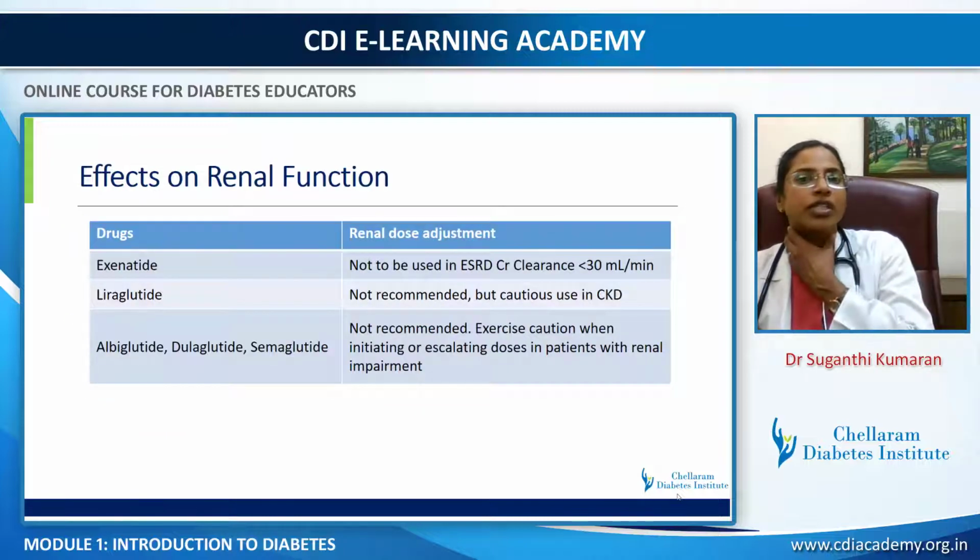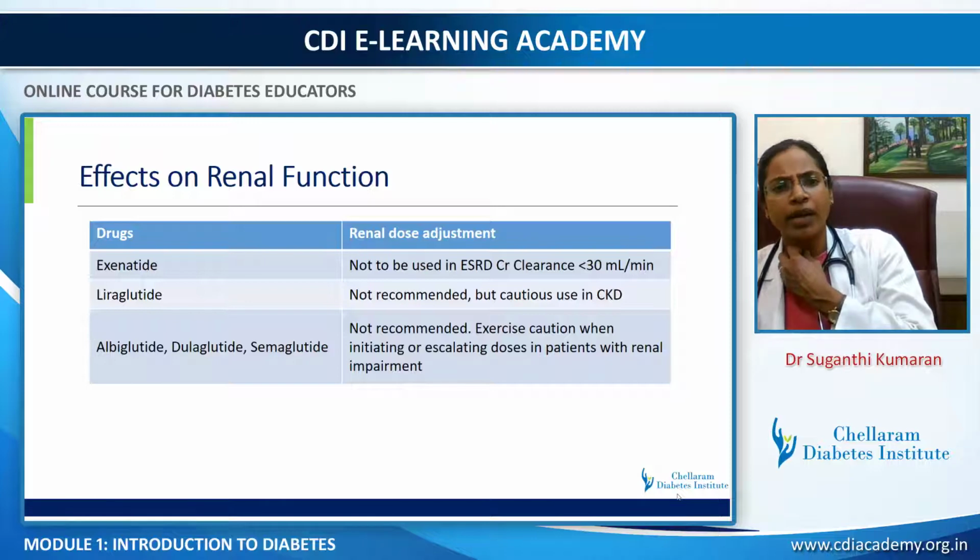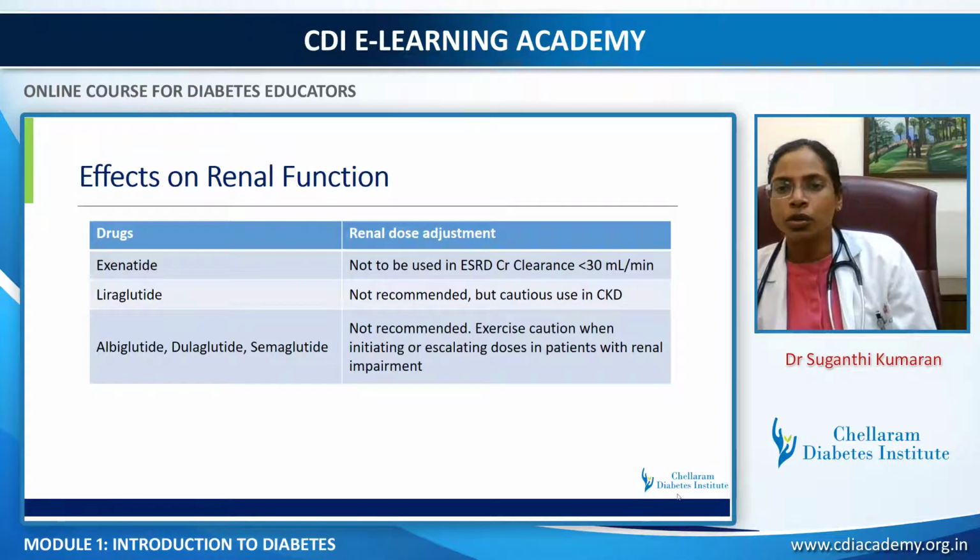Again, there are different kinds of GLP-1 receptor agonists. In India, liraglutide is available. We would not recommend liraglutide, especially in kidney patients. If the kidney is not in good shape, we have to use caution in chronic kidney disease.